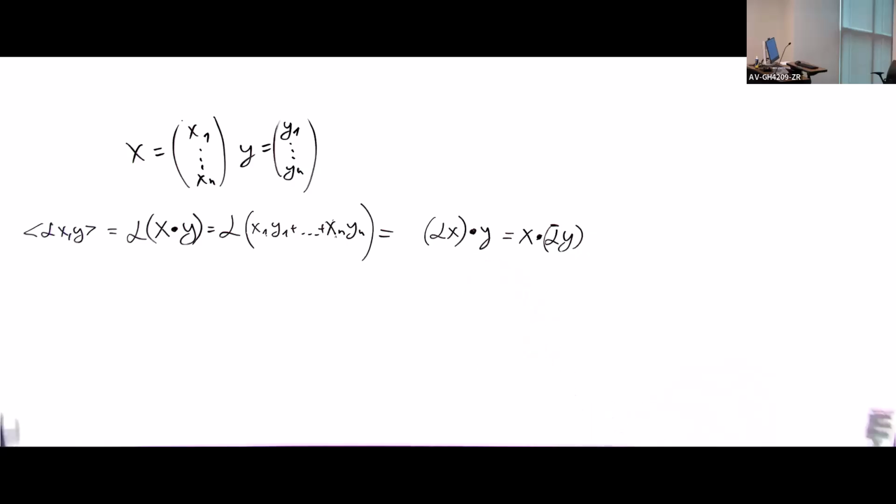This is linearity, homogeneity, okay, part of linearity. Now you need the second thing, which is saying what happens to x plus y z, which is x plus y dot z.